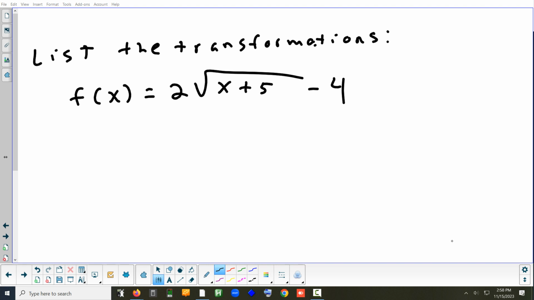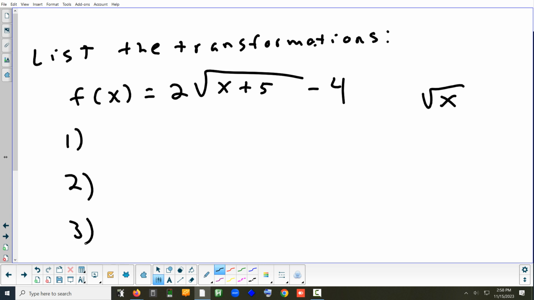Right, so the first question we're going to take a look at is describing or listing transformations for a radical function. So we're going to be comparing this one to that one. The first thing is to just figure out how many transformations you think we have in this problem. 3. Yep, so we have 3.